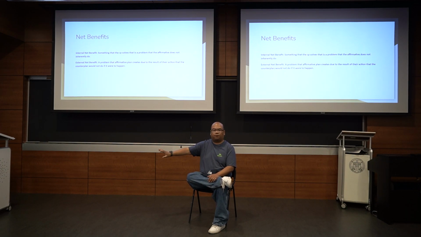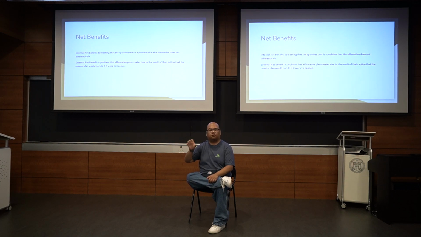An external net benefit is generally a DA that we run as a separate off case. You could, if you wanted to, put it in a counterplan shell, but for the sake of clarification and to make it easier on yourself for organization, we put it in a separate sheet by itself.